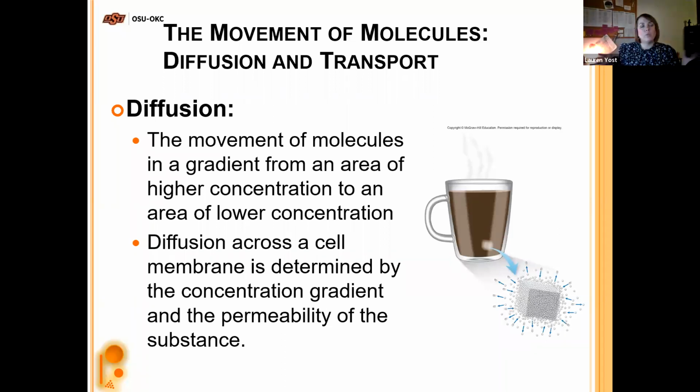It just wants to move that way naturally. It's determined by concentration gradient. So it always goes from high to low to make it equal. It wants to make it equal on both sides. And it also depends on the permeability of whatever.